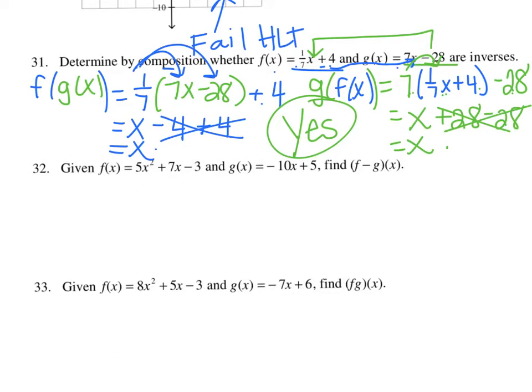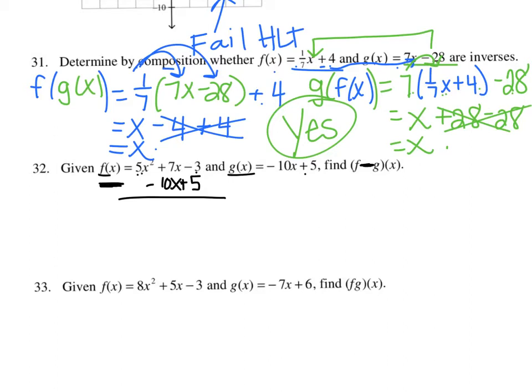For number 32, we want to take the f function and the g function, and these are the directions right here. It's telling us we need to subtract them. So I'm just going to write it like a stacked up addition or subtraction problem. I'm going to keep that f function right there, and I'm going to put a big minus sign and write the negative 10x underneath the 7x, because those are like terms. And I'm going to write the plus 5 underneath the minus 3, because those are like terms. And I'm just going to do one big subtraction problem.